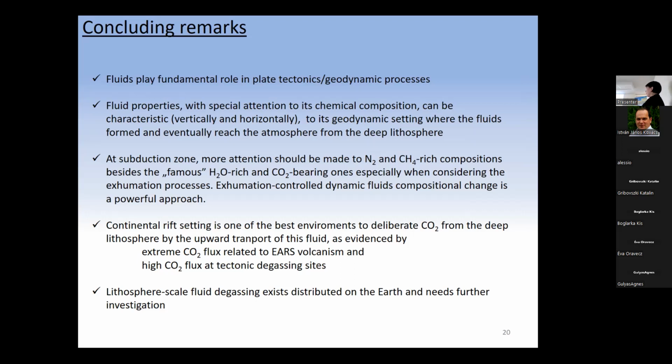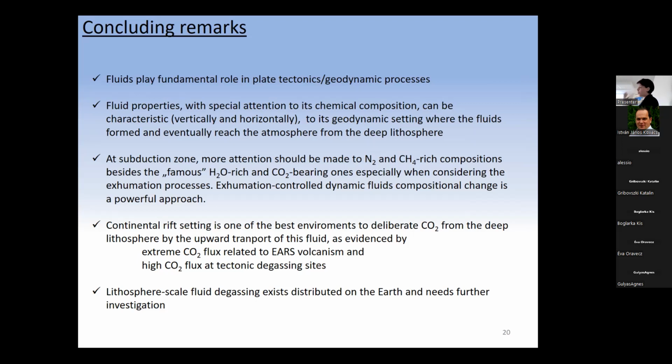The continental rift setting is one of the best environments to liberate CO2 from the deep lithosphere by the upward transport of this fluid, as evidenced by 2 processes. One, the extreme CO2 flux related to East African Rift System volcanism, and the high CO2 flux at tectonic degassing sites. The lithosphere-scale fluid degassing exists anyway, distributed throughout planet Earth, and needs further investigation because the fluxes between these 2 are not known so well, so we have to refine it. And this is what we are going to do.